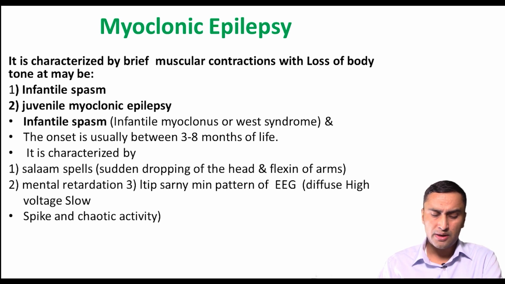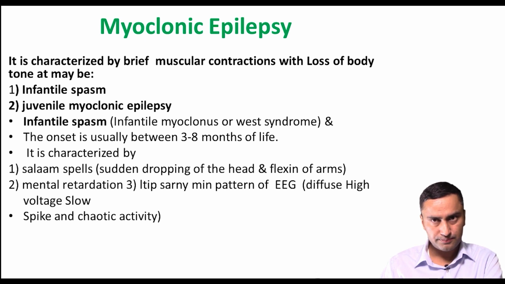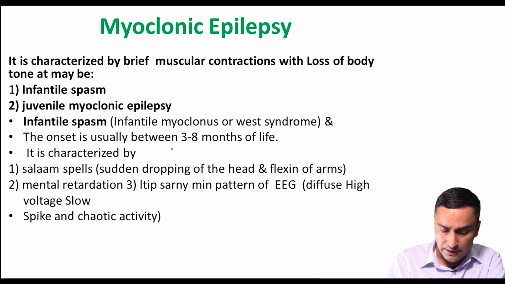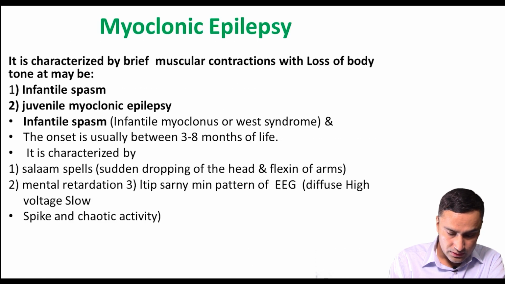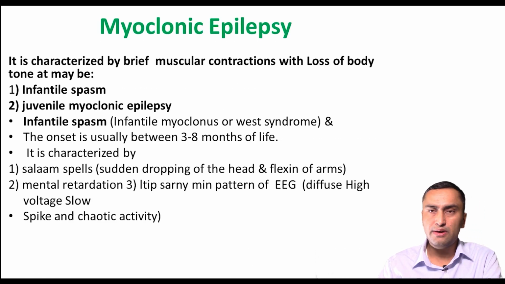It is characterized by brief muscular contractions with loss of body tone. It may be infantile spasm or it may be juvenile myoclonic epilepsy. Infantile spasm generally occurs between the age of 3 to 8 months of life.